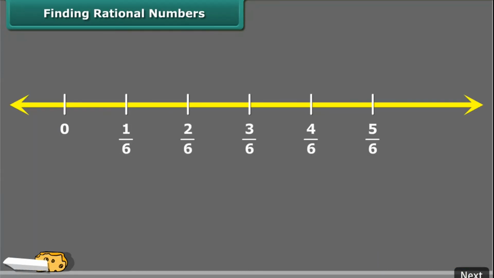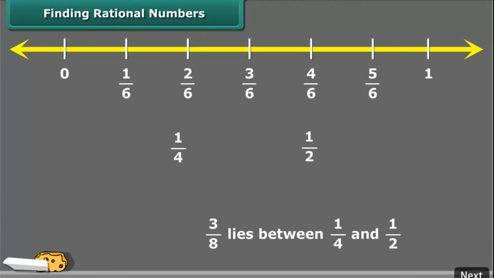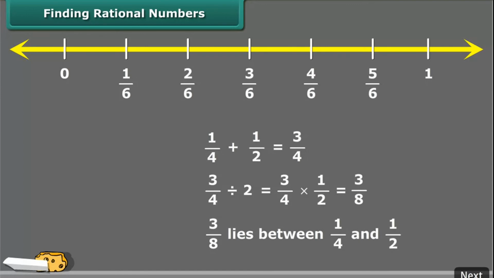There are infinitely many rational numbers between any two rational numbers. Now we will learn about it. Let us find a rational number between these two rational numbers using a mean method. So we can say 3 by 8 lies between 1 by 4 and 1 by 2. First of all, we will find the sum of these numbers, which comes out to be 3 by 4. Now divide this sum by 2. We know division flips the second number and sign changes to multiplication.